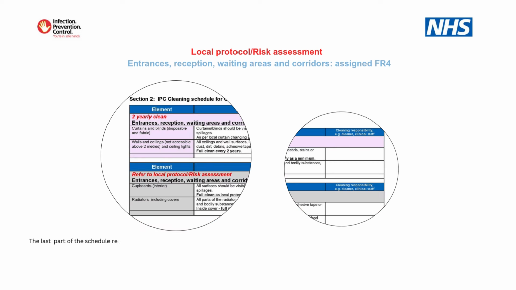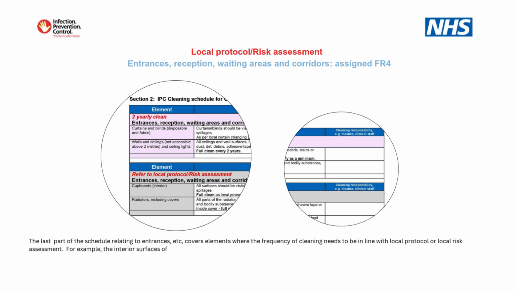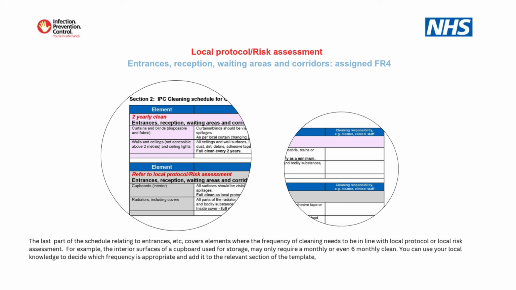The last part of the schedule relating to entrances, etc., covers elements where the frequency of cleaning needs to be in line with local protocol or local risk assessment. For example, the interior surfaces of a cupboard used for storage may only require a monthly or even 6 monthly clean. You can use your local knowledge to decide which frequency is appropriate and add it to the relevant section of the template, for example, either to the pink monthly or peach 6 monthly schedule.